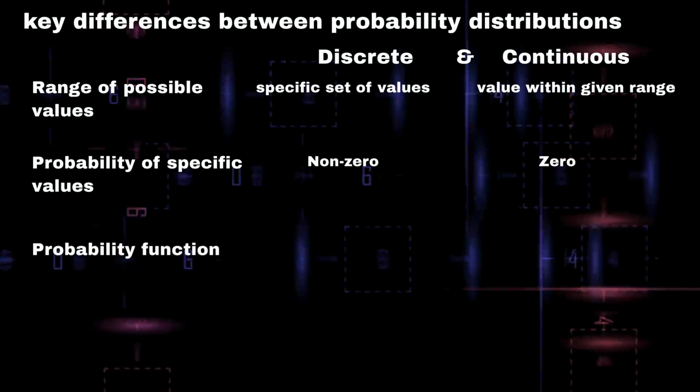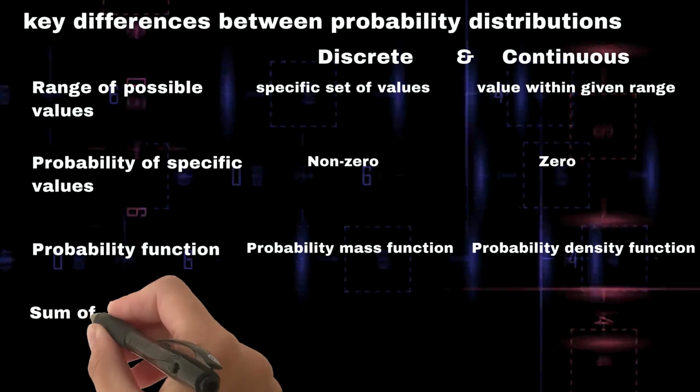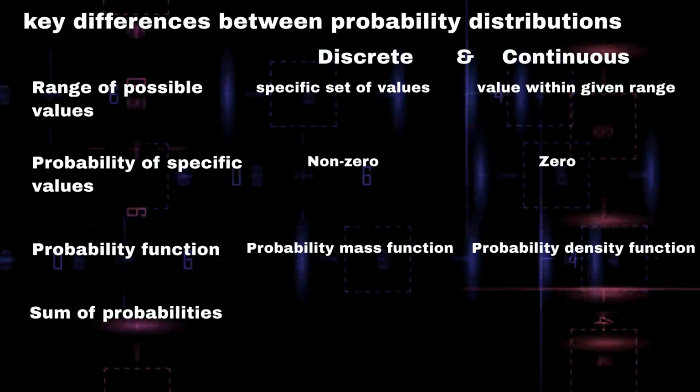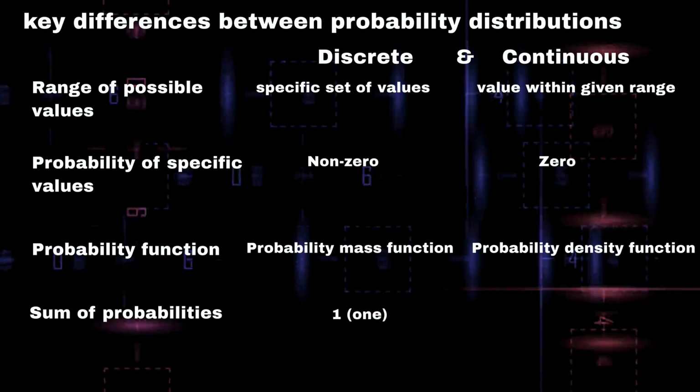Probability function. The probability of a discrete random variable is described by a probability mass function, which assigns a probability to each specific value. The probability of a continuous random variable is described by a probability density function, which describes the probability of the variable falling within a specific range of values. Sum of probabilities. In a discrete probability distribution, the sum of probabilities of all possible outcomes must equal 1. In a continuous probability distribution, the number of possible outcomes is infinite, so the sum of probabilities cannot be calculated.